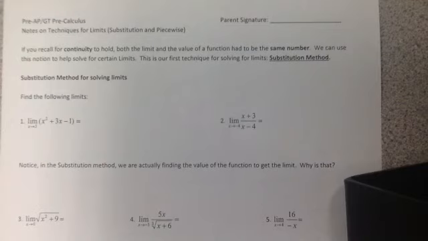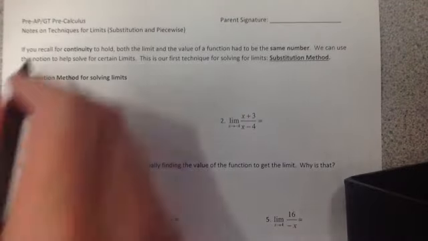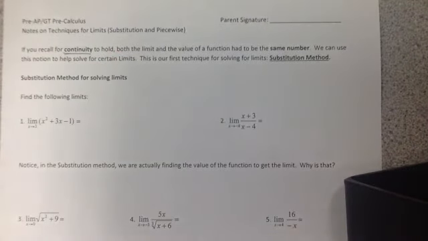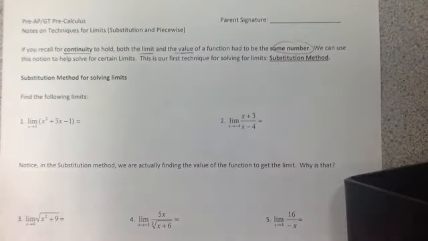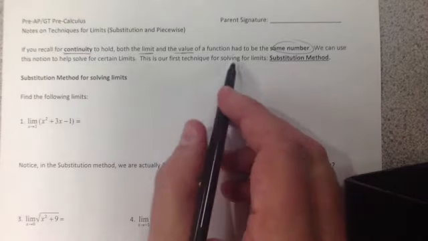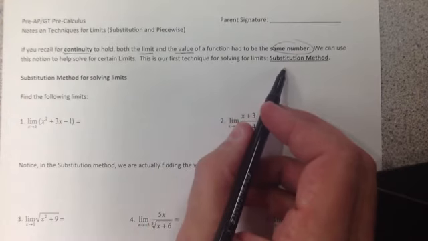Today we're going to take a look at another technique for finding limits. And it comes from the idea of continuity. Now you may recall from continuity, both the limit and the value of the function have to be the same number. That's our definition basically of continuity. We can use this to help us solve certain limits. This is our first technique and we call this the substitution method.